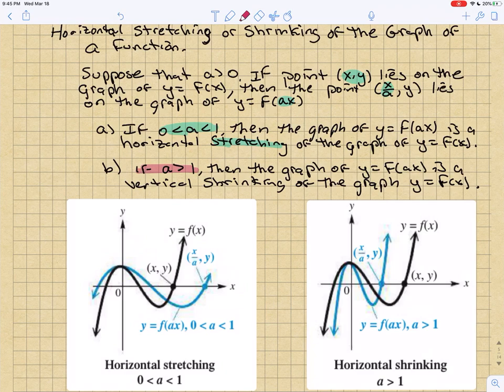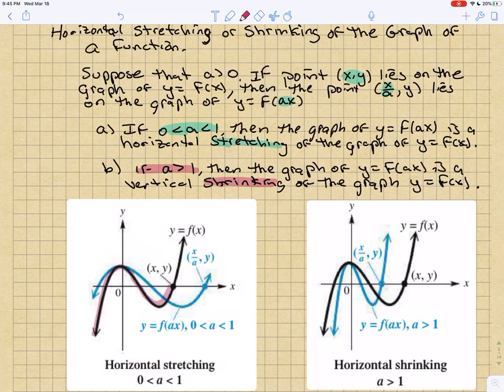It says the graph of y equals f(ax) is a horizontal shrinking of the graph of y equals f of x. Again, Bizarro world. a is greater than 1. You would have thought it made it bigger, but no, it's going to be a shrink because it's inside the function. So let's look at some functions.